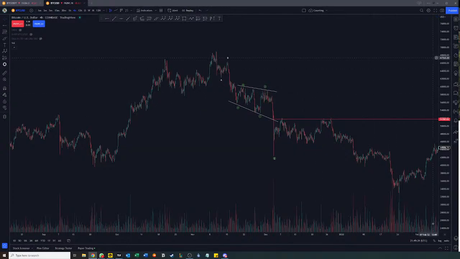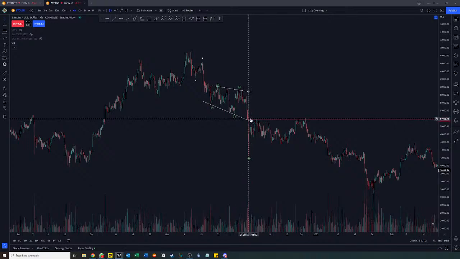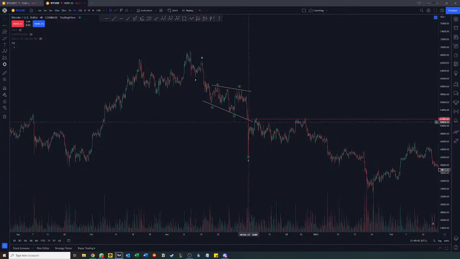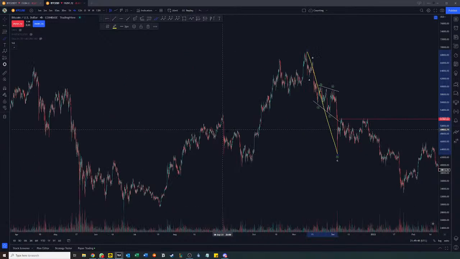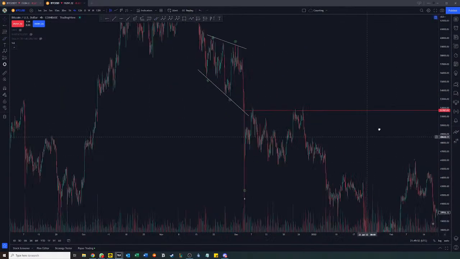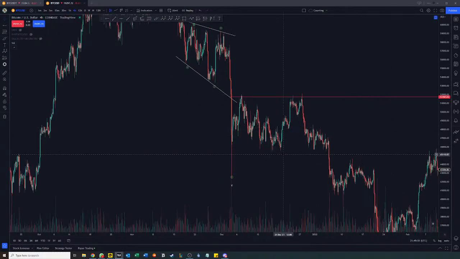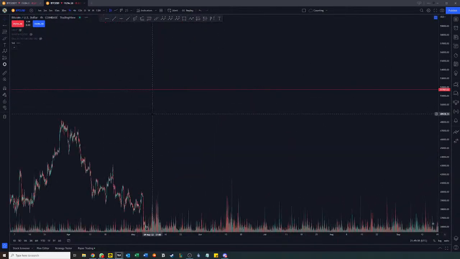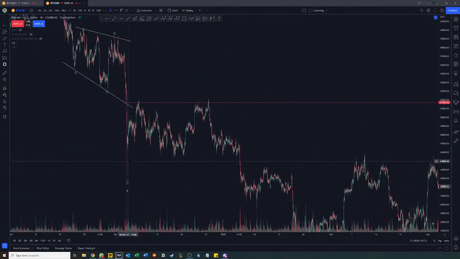So, as I see, this part, this ABC has ended, and now it has to go up since this wave is done, and we can easily see here that maybe 1 hour. Let's go more into detail.